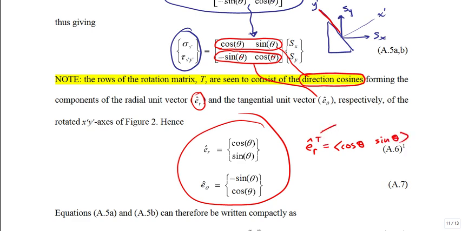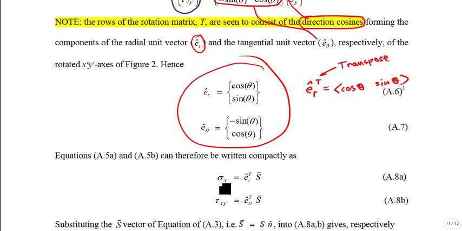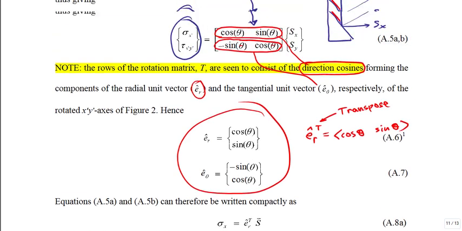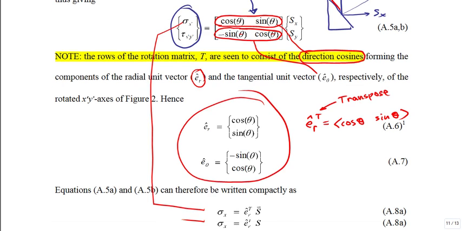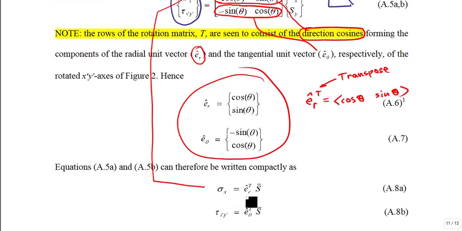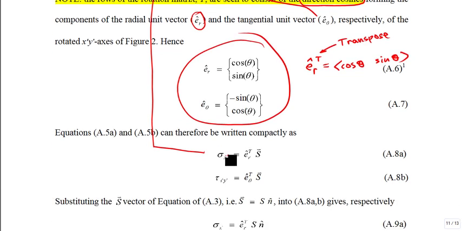So if you ever see the transpose notation, you'll understand what we're talking about. And so here it is. I can say that sigma x, coming back from this equation up here, is going to equal the E hat transpose operating on, multiplying, the S vector, okay? And this is the sigma x prime. The tau x prime y prime is similarly the E hat transpose of theta times the S vector.